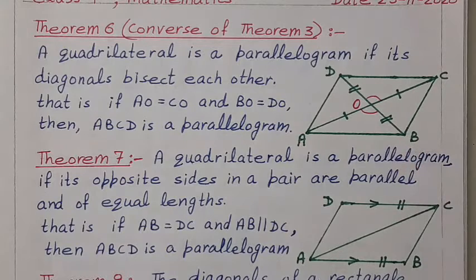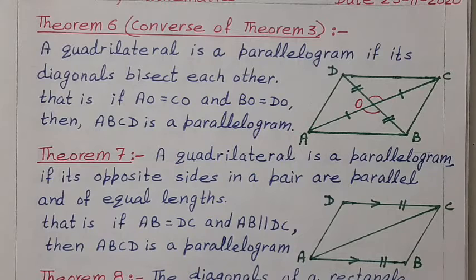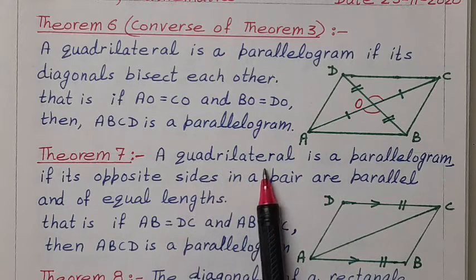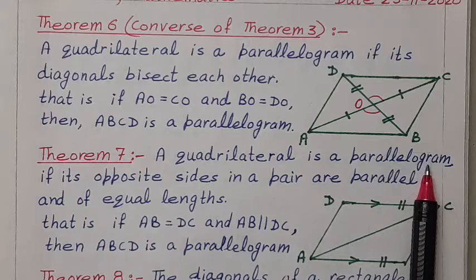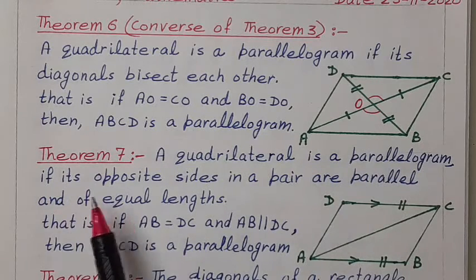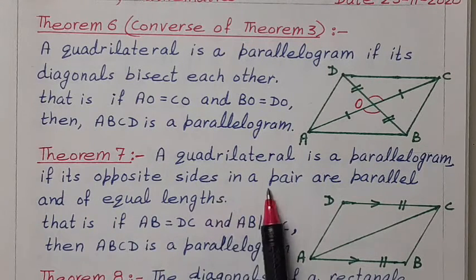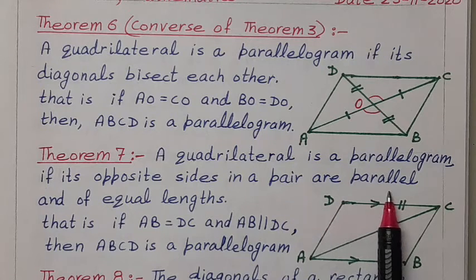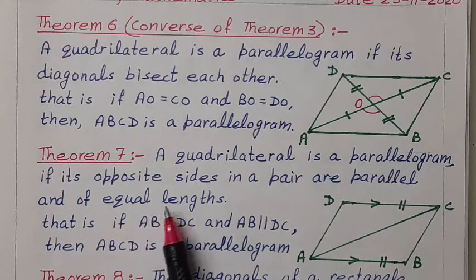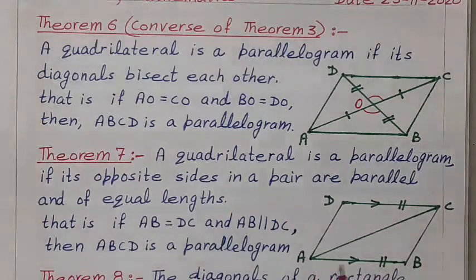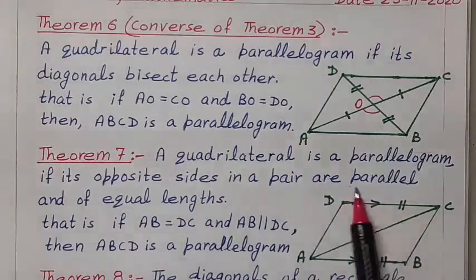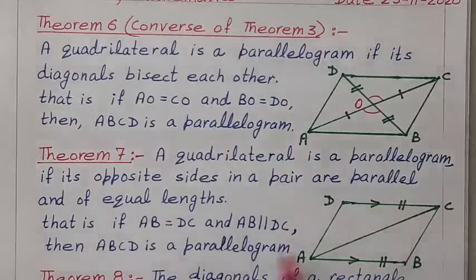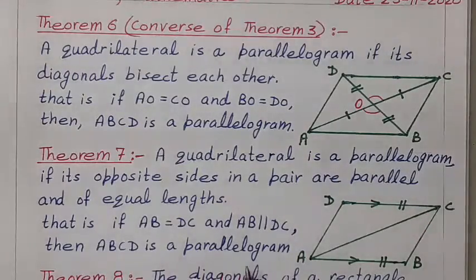Now students, let us move to the next theorem, that is theorem number 7. Theorem number 7 is, a quadrilateral is a parallelogram if a pair of its opposite sides are parallel and of equal lengths. That is, if AB is equal to CD and AB is also parallel to CD, then ABCD is a parallelogram.